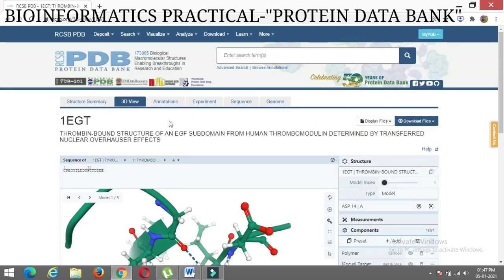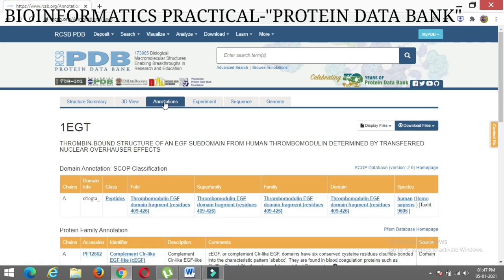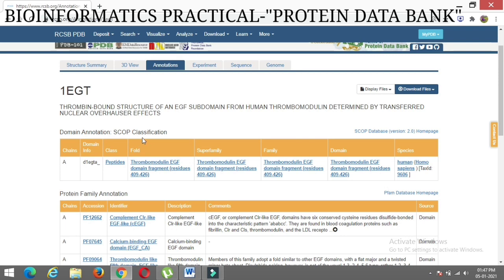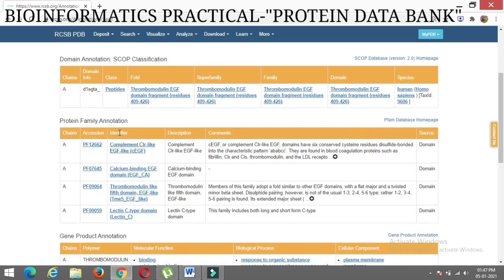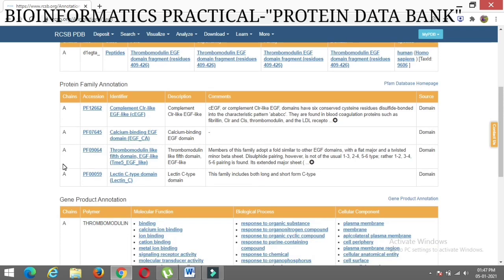Now you can click on annotation for more information. If you click on the annotation part, you will see the SCOP classification. You can also see the protein family annotation part. In the A chain, this protein contains one unique chain. The A chain has four types of variation with different accession numbers.